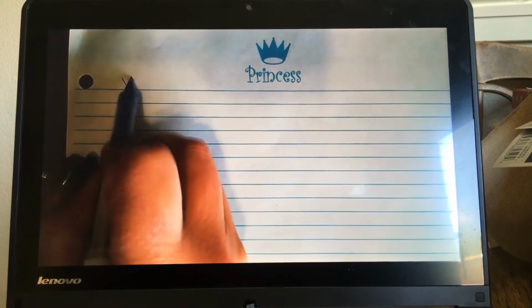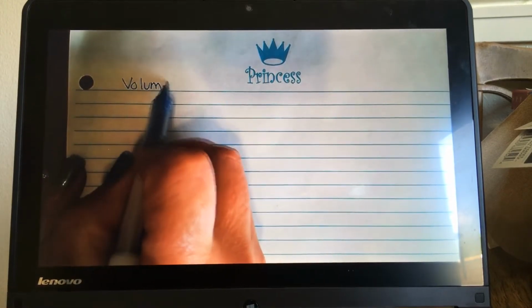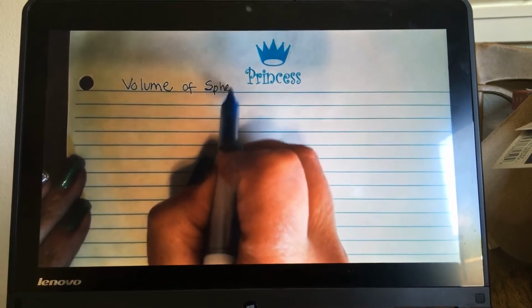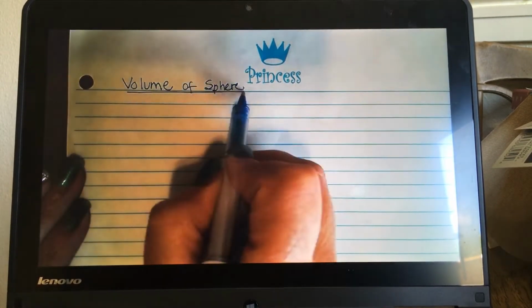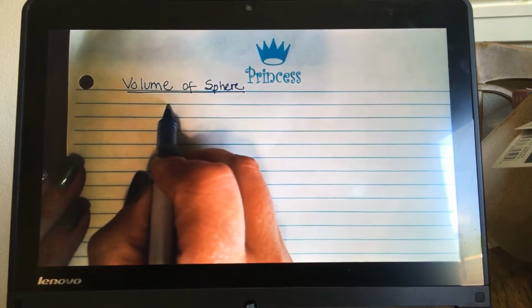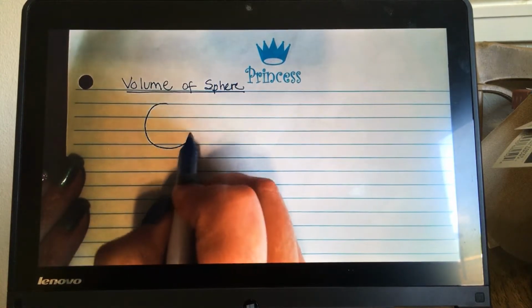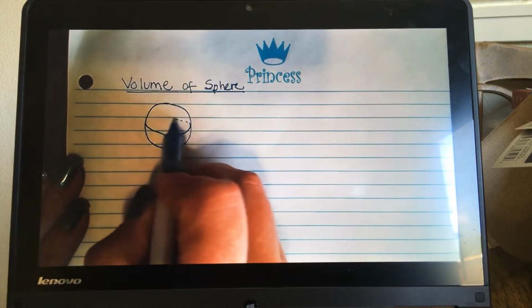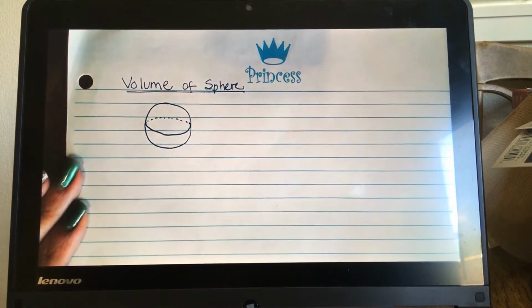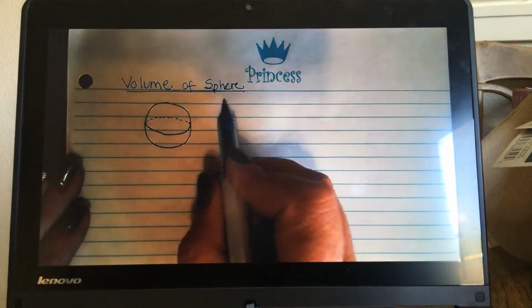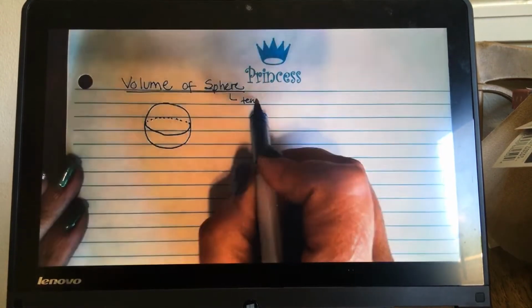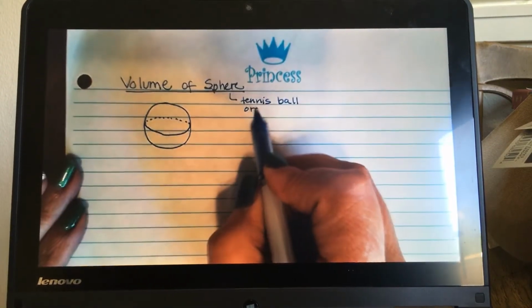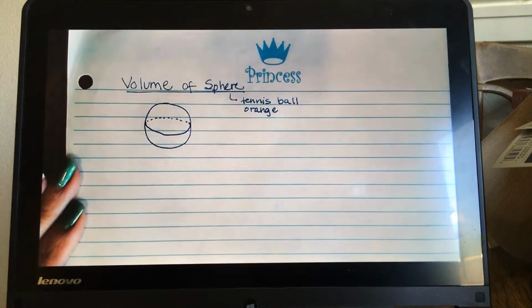So we finish out again with a volume, and our last shape is a sphere. A sphere is kind of like a tennis ball. We kind of crudely make a picture of that. So again, we can think of a sphere as being like a tennis ball or an orange, something that has that shape.